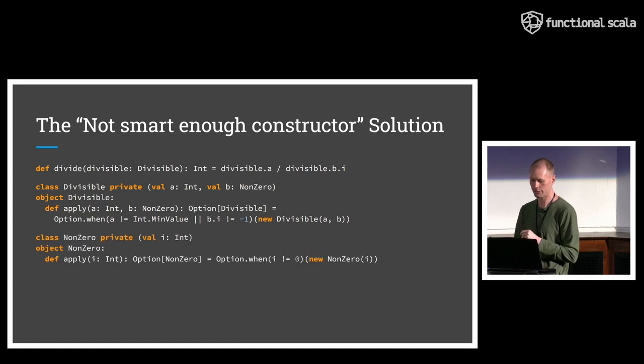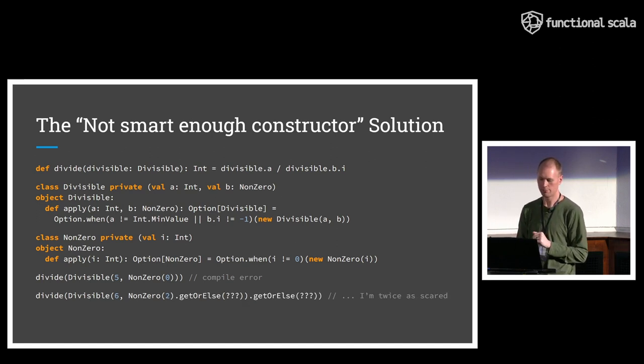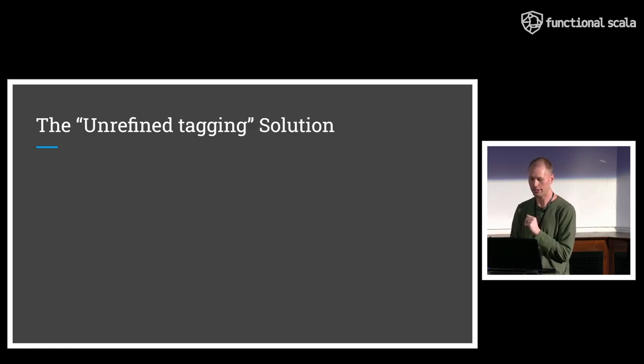It has a non-zero, which is defined the same kind of way. You get an option back. So now if someone tries to divide 5 and 0, they get a compile error, which is great. But if they also want to divide 6 and 2, which is safe, they have to do these dot getOrElse. Now we're twice as scared because we're doing dot getOrElse twice, with exclamation or question marks. So what about the unrefined tagging solution, based on refined?